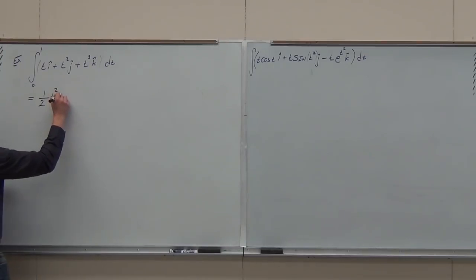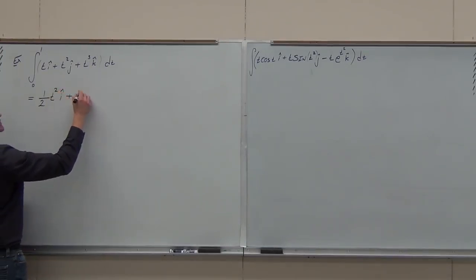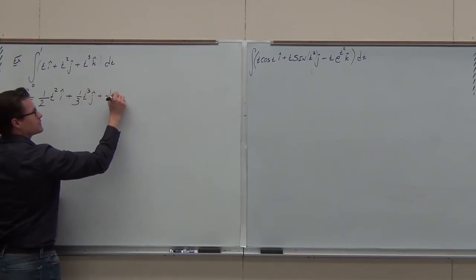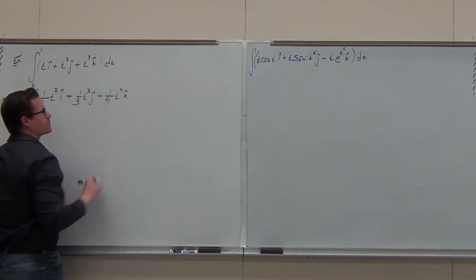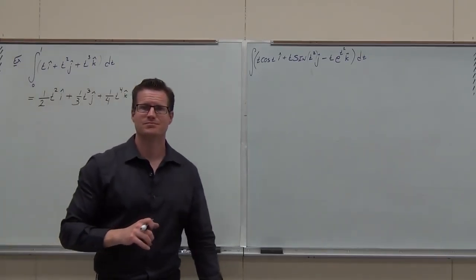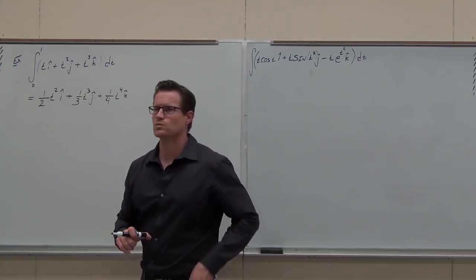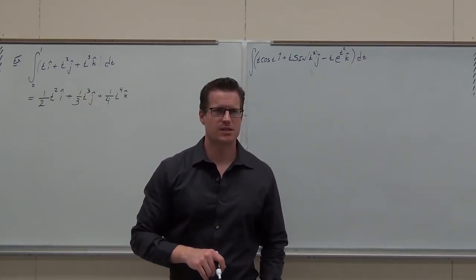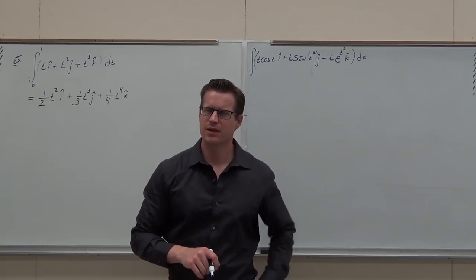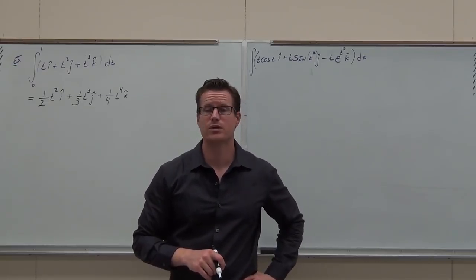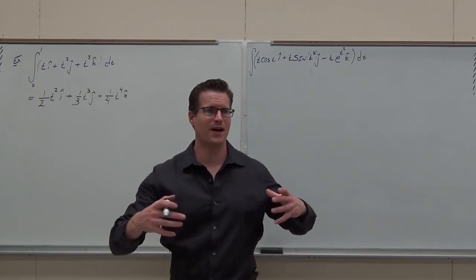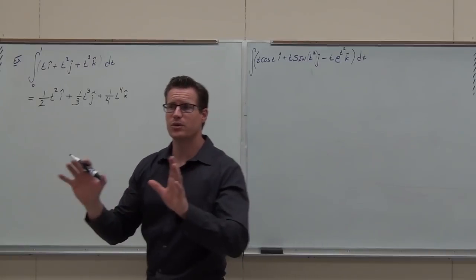So i, and the next one, please. 1/3 t cubed j. And 1/4 t to the fourth k. Are we done? No. It's evaluated from 0 to 1. Do definite integrals need plus c? No. Do vector integrals of vector functions need plus c at all? We're going to talk about that later, okay? In like a minute. But right now, when you're evaluating integrals, you don't do plus c.